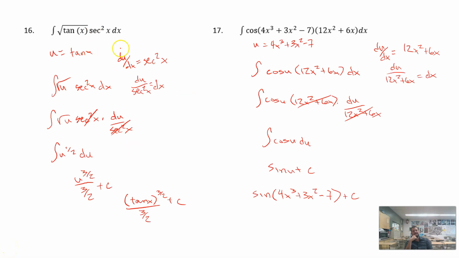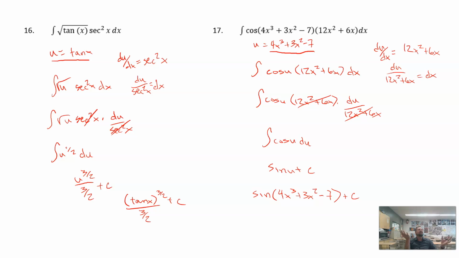All right, so on both of these problems, again, you can see how I worked through it. I just want to point out that on 16, we should have let u equal the tangent of x, and on 17, u equals 4x to the third plus 3x squared minus 7. On 16, because there really are two different things in parentheses on number 16, it's kind of hard to decide what your u is going to be.